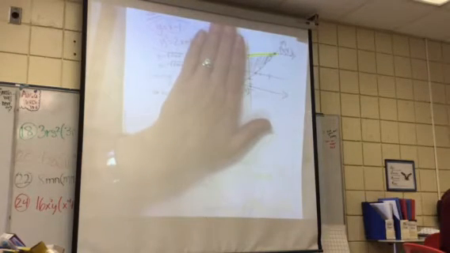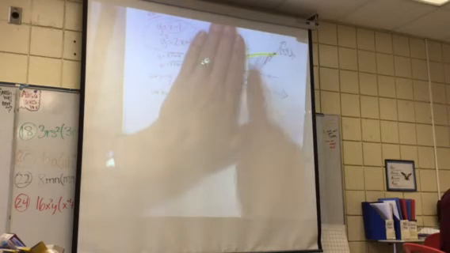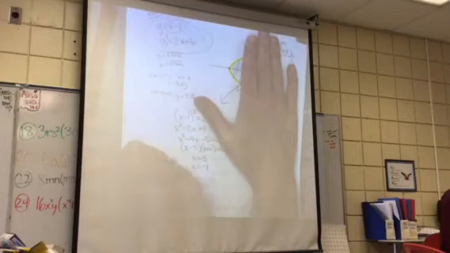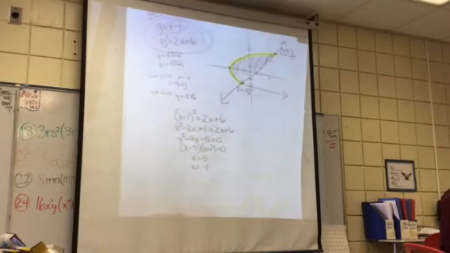Integral, wait. I could find this area doing top minus bottom, couldn't I? But this part over here is tripping me up. I would not have a way to do that. Yeah, you can, because y squared equals 2x plus 6 is the same as y equals square root of 2x plus 6. But that will only have the top part, and then you need the bottom part.